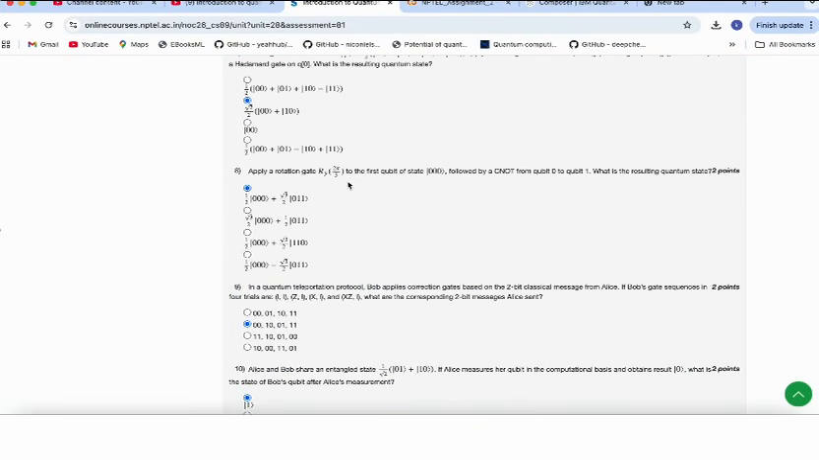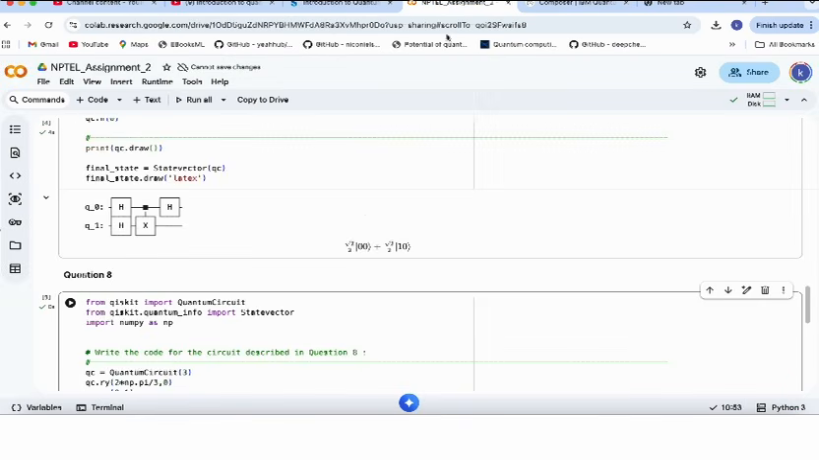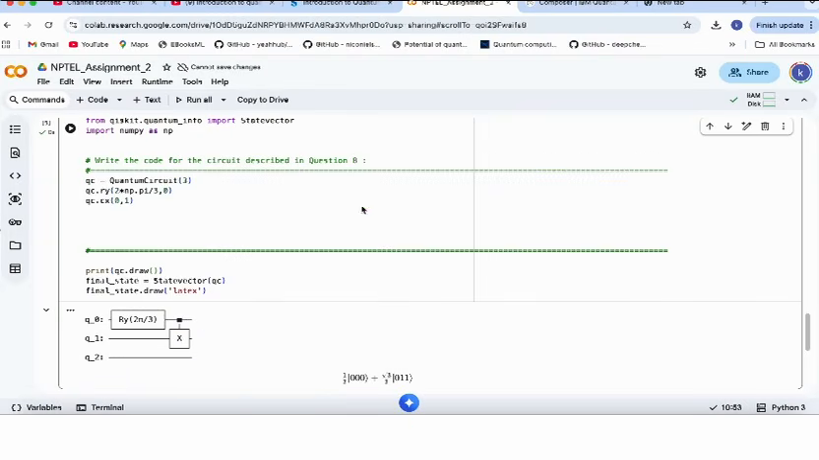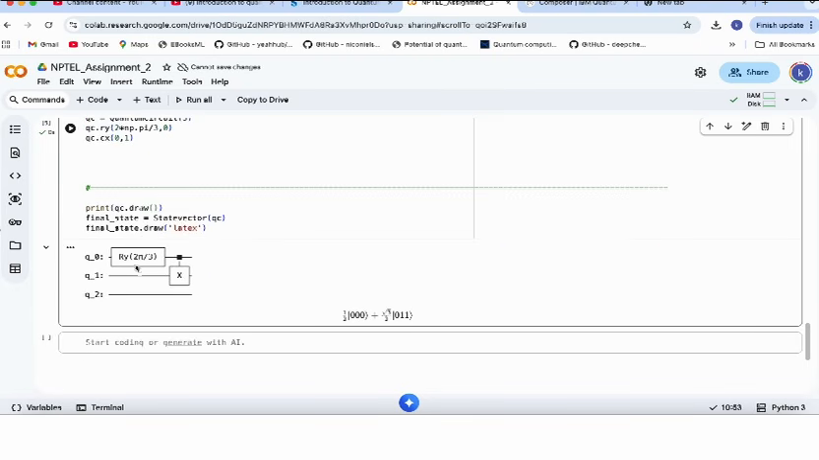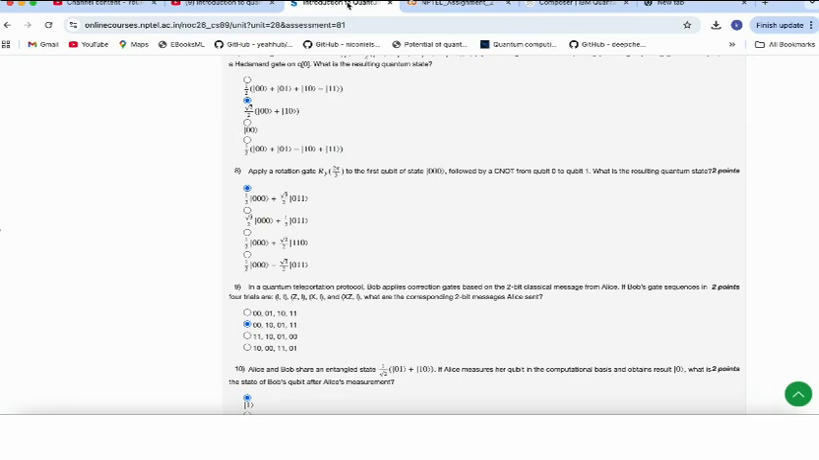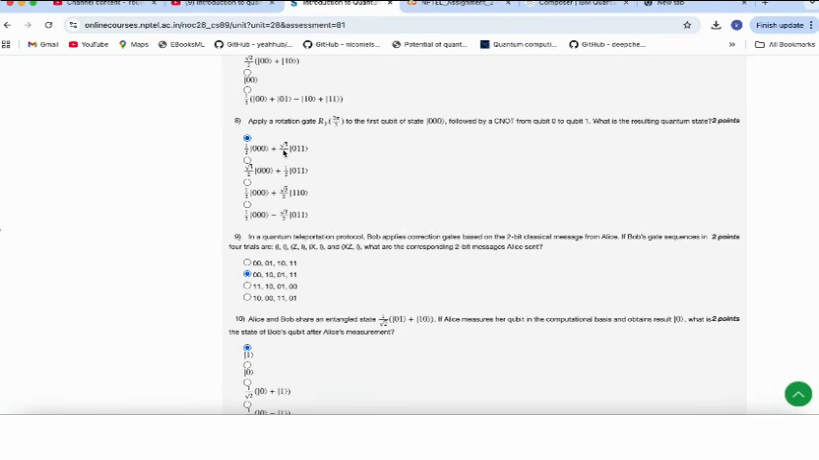Next, apply rotation gate R by 2 by 3 to the first qubit, followed by the CNOT gate. So for this also we had the solution here, right? So quantum circuit 3, we are applying the rotation gate, and the control NOT gate we are applying, and finally this is the circuit and this is the solution. 1 by root 2 triple 0 first qubit and 3 by 2 0 double 1. So if you see here, this is the first option.